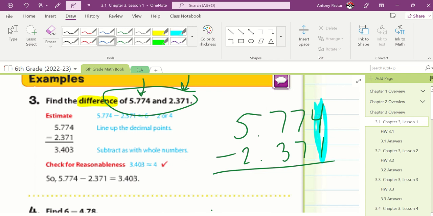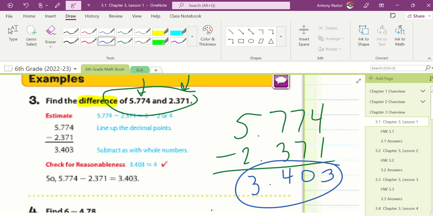So we're going to start with 4 minus 1. That would equal 3. 7 minus 7 will be 0. 7 minus 3 would be 4. Bring down the decimal. And 5 minus 2 would give us 3. So the answer would be 3.403, just like it says over here.